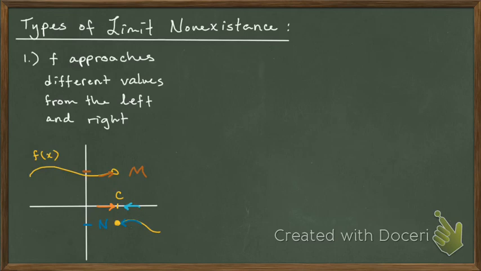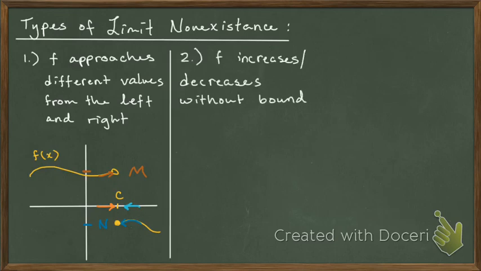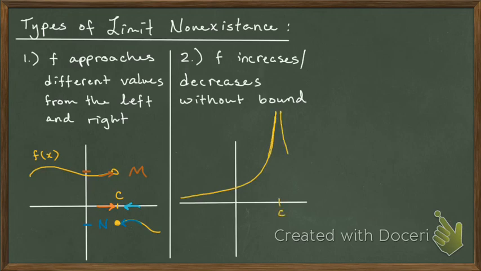The next type here is if f increases or decreases without bound. Okay? So what that looks like is maybe something like this. If I draw some generic function near C that increases or decreases without bound. So if I approach C either from the left or from the right, my function just continues to get larger and larger. So this limit does not exist because I'm not approaching a single finite value from the left and from the right. I can't really put a cap on that function as I approach C from either side.